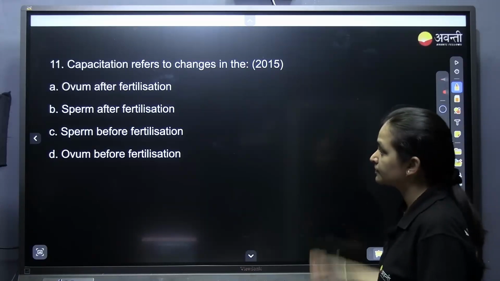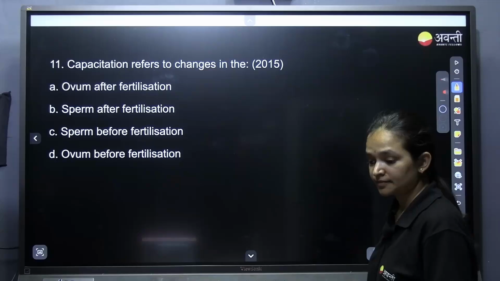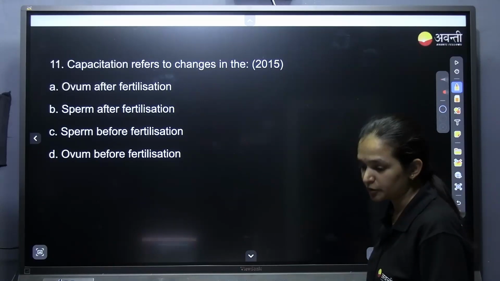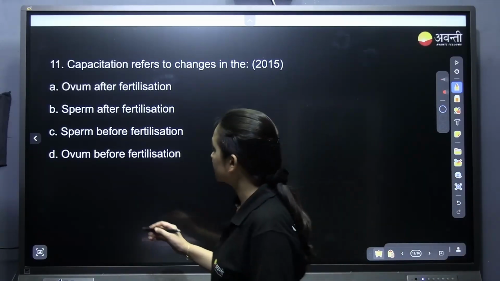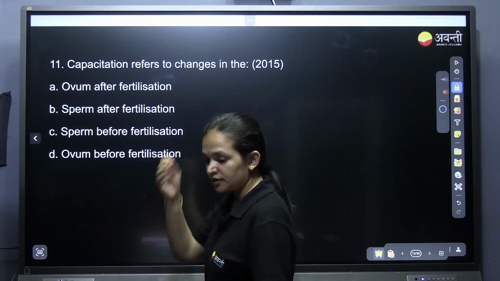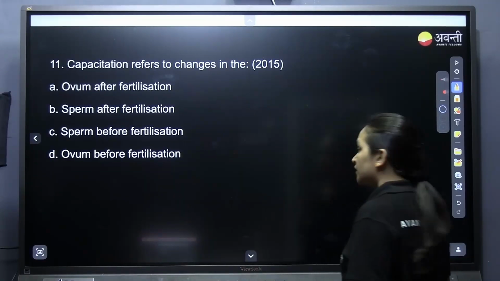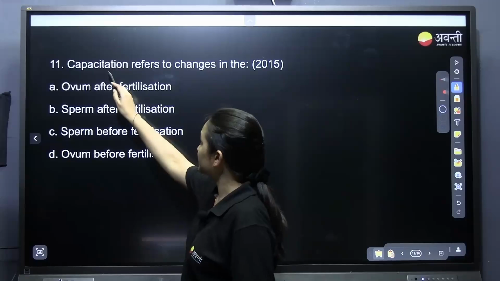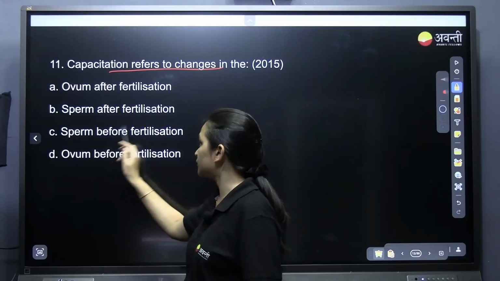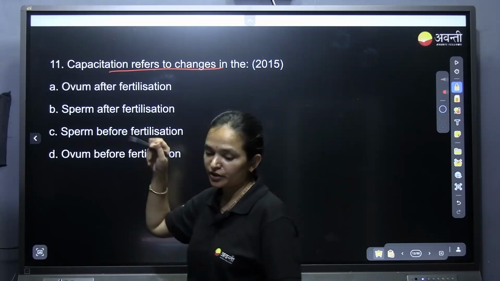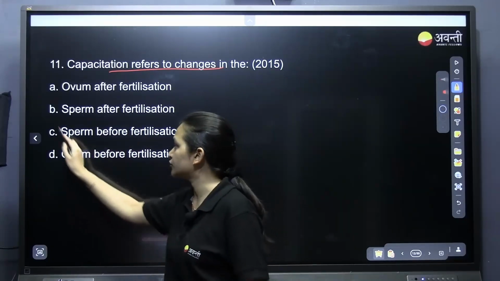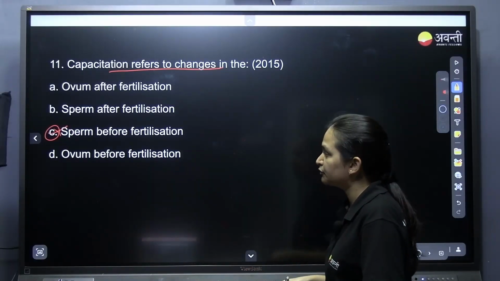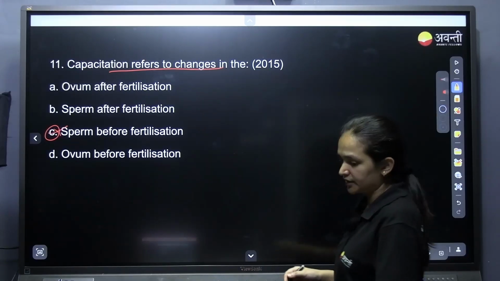Capacitation refers to changes in, is it the ovum, or is it related to the sperms? So it is not after the fertilization. Capacitation refers to the changes of sperm before the fertilization, not after. It has to undergo particular development before fertilization. What is the use of after fertilization? Very good Kiran. It is sperm before the fertilization, correct.